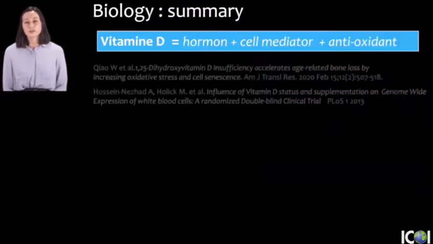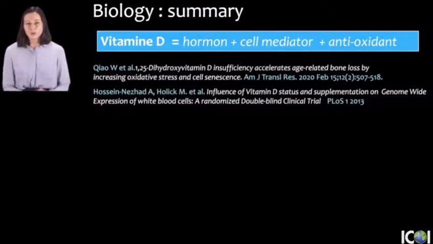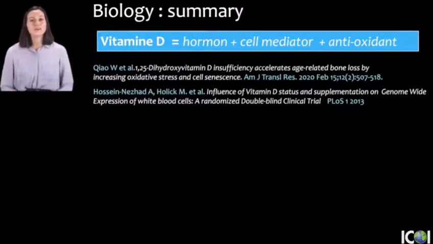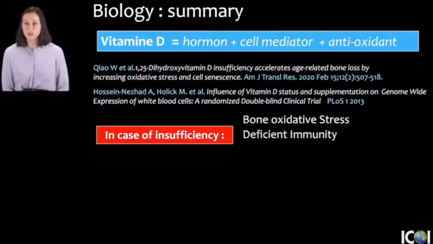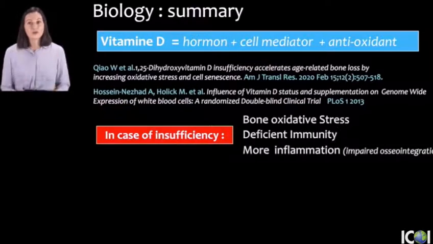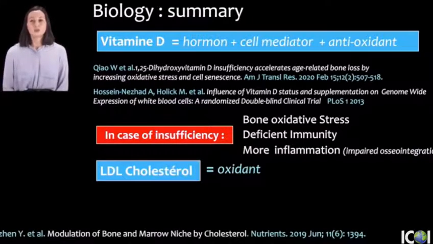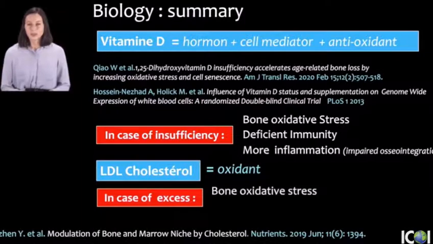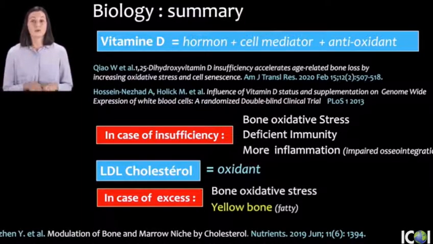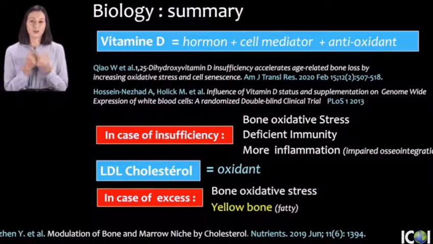To summarize what we said on biology. First, vitamin D. Now you know that vitamin D is a hormone and a cell mediator and acts as an antioxidant. In case of insufficiency, the patient will have bone oxidative stress, a deficient immunity, and more inflammation. And the cholesterol. We know now that the LDL cholesterol, the bad cholesterol, is oxidant. In case of excess, the patient will have a bone oxidative stress and a fatty yellow bone.